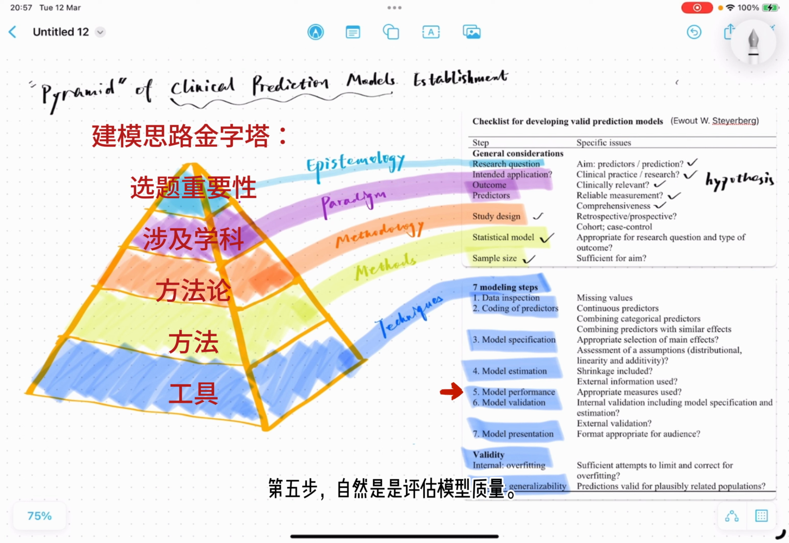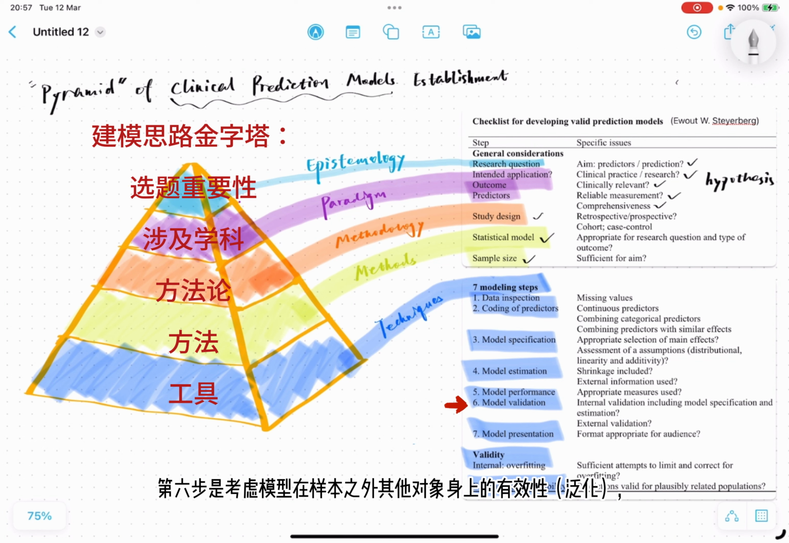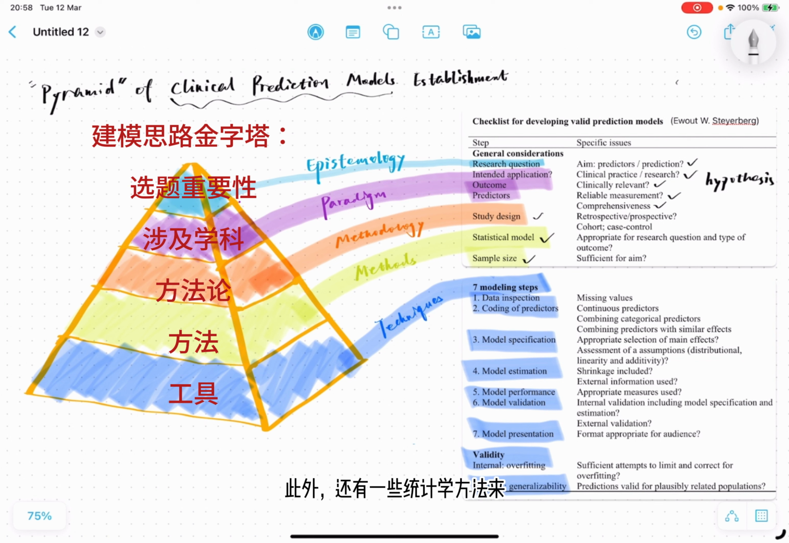Naturally, the fifth step is to assess the quality of the model, that is to say, whether the model is useful. There are also some techniques to quantify the usefulness. The sixth step is to consider the validity of the model for new patients, which is the purpose of building a model in the first place. Also, there are statistical techniques to evaluate internal and external validity, and to reduce the overfitting.